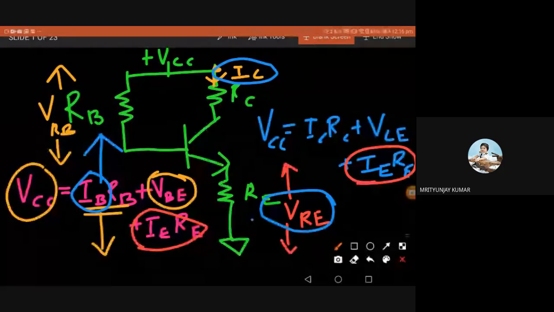Let's start with the base bias circuit. We already discussed base bias. So I think in this class we should end the biasing part and we'll go to the amplifier part. After this portion, we'll go to amplifiers.